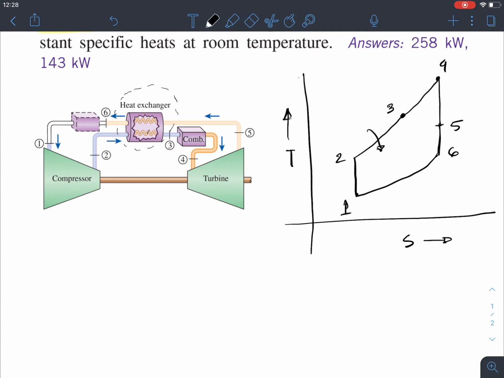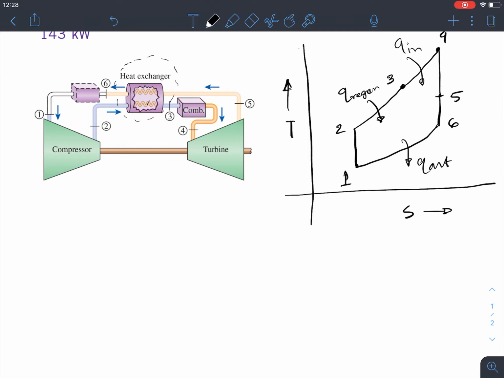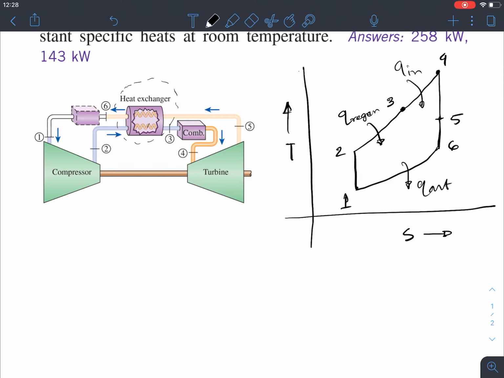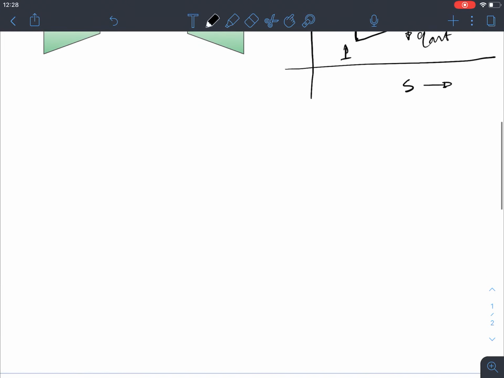Here is the Q regeneration, here is the heat addition Q in, and here is the heat output Q out. This is the most important thing about solving this problem. Now let's take a look at the compressor and what is given.